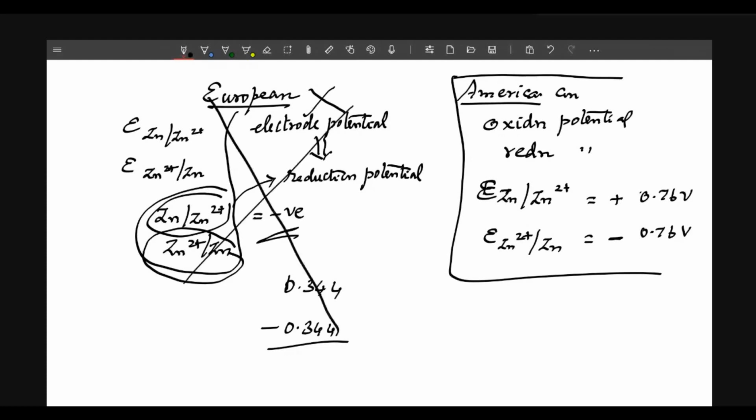And what is the standard electrode potential? What would be the values of the standard electrode potential for each electrode available in the world, and what is the periodicity in the electrode potential? Then we are going to see the application of this electrode potential in the next session.